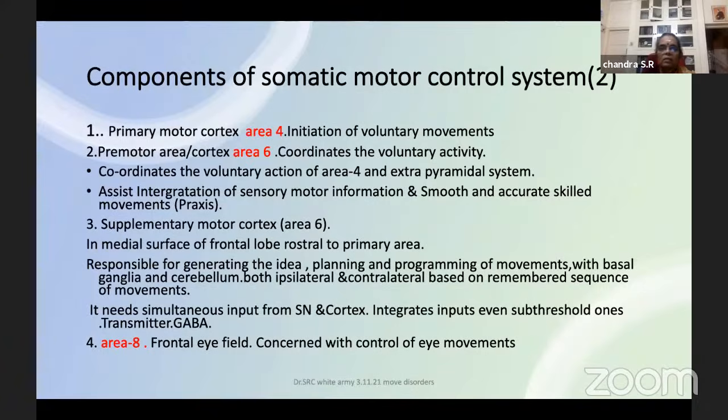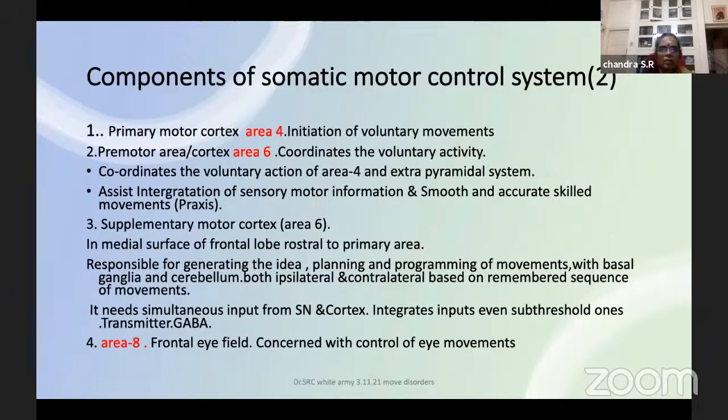So it prepares the schema and coordinates the command given by the motor area, and coordinates voluntary actions of area 4 and the extrapyramidal system. It assists in integration of sensory motor information and produces smooth, accurate motor activity, which is called praxis. So in the absence of paralysis, you cannot imagine that you can do all the activities properly if the praxis control system is not there. So in a non-paretic limb, there is a schema that is called praxis. That praxis component is mainly from area 6, the supplementary motor area.